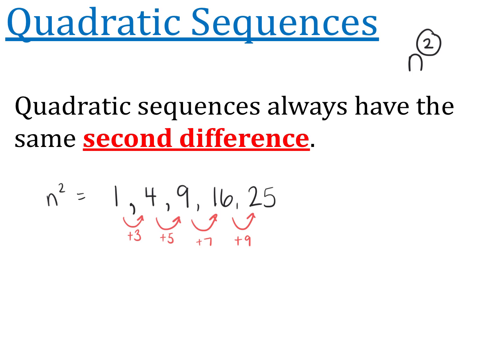Those numbers that I wrote in red are called the first differences, because I'm finding the differences between the numbers the first time. And then if I find the difference of these red numbers, from 3 to 5, that's 2. From 5 to 7, that's also 2. And from 7 to 9, that's also 2. So those blue numbers are called the second difference. And as you can see, they're all the same number. They're all 2. The red numbers were the first difference, and they made a pattern. That's the main thing you need to know about quadratic sequences.